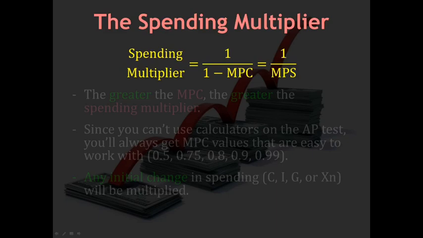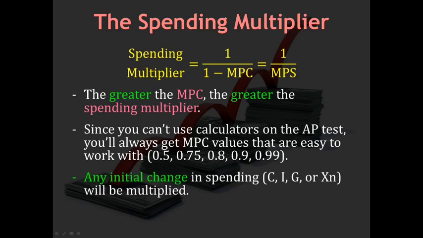Some facts about it: the greater the marginal propensity to consume, the greater the spending multiplier. Now, on the AP test, you can't use calculators. So if you solve a problem like this, you're going to end up with MPC values that make fractions easy to work with, like 0.5 or 0.75 or so on. Remember, any change in spending that's a category of aggregate demand will be multiplied by the value of the multiplier.